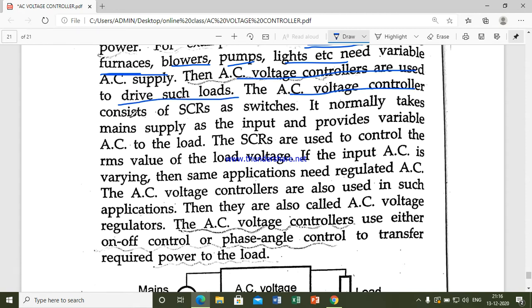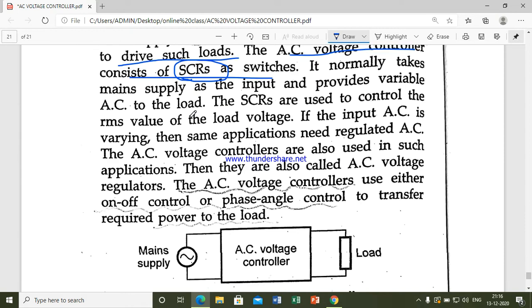An AC voltage controller consists of an SCR as a switch. You have the SCR, silicon controlled rectifier, and we are using this as a switch in the AC voltage controller. It normally takes the main supply as an input and provides variable AC to the load. SCRs are used to control the RMS value of the load voltage. According to our load requirement, we will make this SCR on and off. Using this SCR, we are controlling the load voltage.